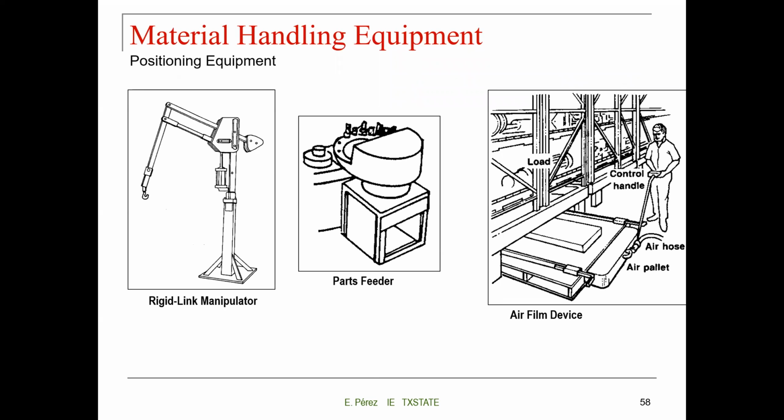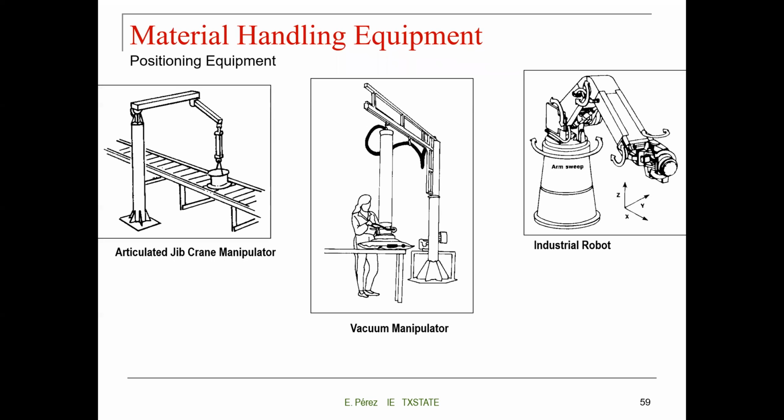We have the rigid link manipulator. It can help in terms of fixing some of the parts that you're working on, or pull or hang. Part feeder. We have the air film device that can fill up and down to fix or to hold some of the equipment. Articulated chip cream manipulator. We have the vacuum manipulator, and we have some industrial robots.